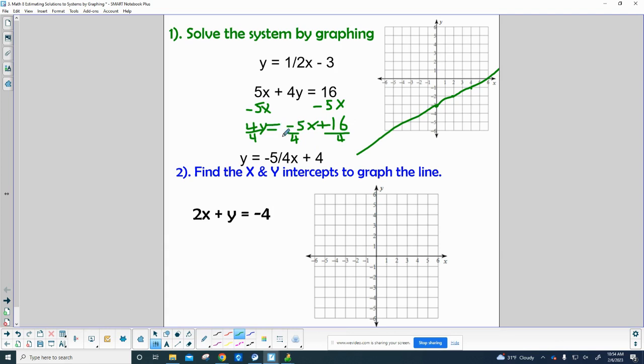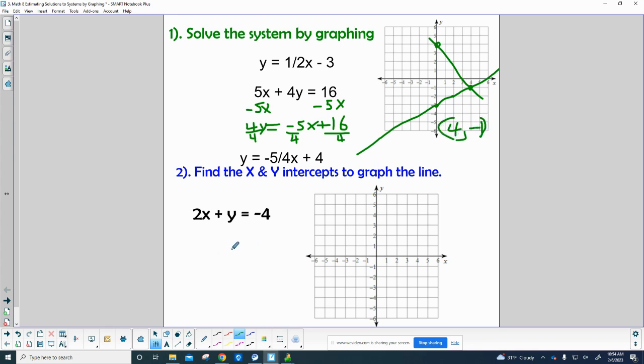So we start out at +4, and then it says go down 5 over 4. So 1, 2, 3, 4, 5, 1, 2, 3, 4. And in a very nice fashion, these two intersect right there. So the solution would be 4, -1.